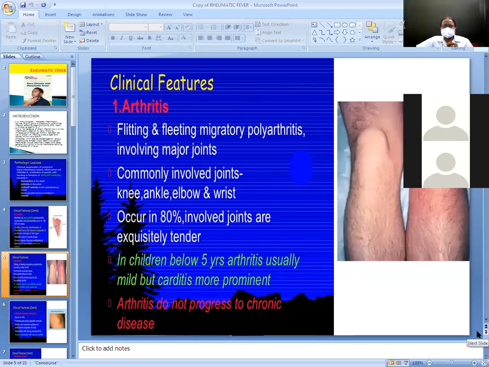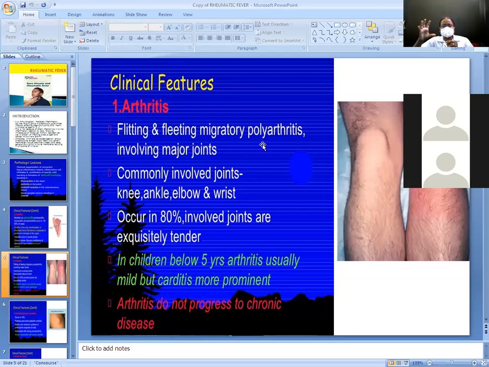Second, arthritis, involvement of the large joints, mainly the knee joint, ankle joint, elbow joint, wrist joint. The joint is swollen, red, tender, painful. It is a fleeting, migratory polyarthritis, means it involves one joint, resolution of that joint, then it attacks another joint, one by one. So it is called migratory type of polyarthritis.